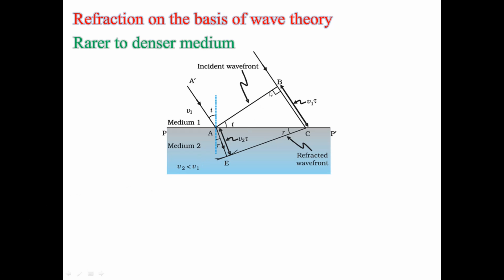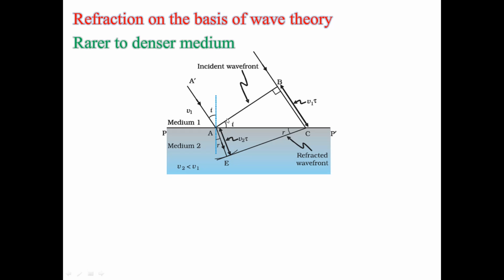So when the wavefront covers a distance BC, the secondary waves from A cover a distance AE, which is equal to V2 into T. V2 is the speed of light in medium 2. But BC will be equal to V1 into T. V1 is the speed of light in medium 1. So CE represents the refracted wavefront.